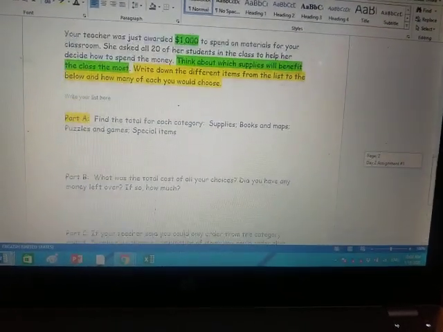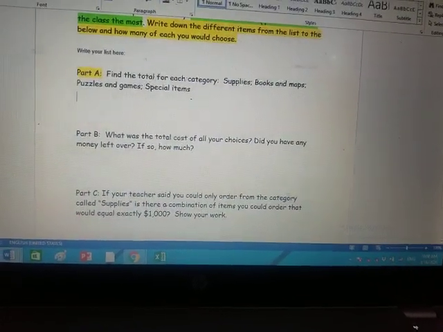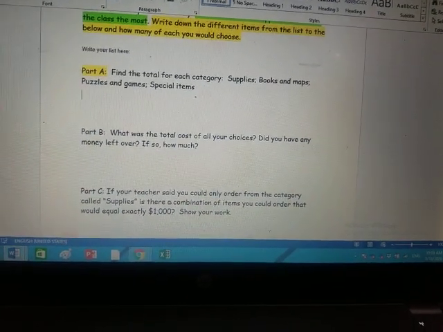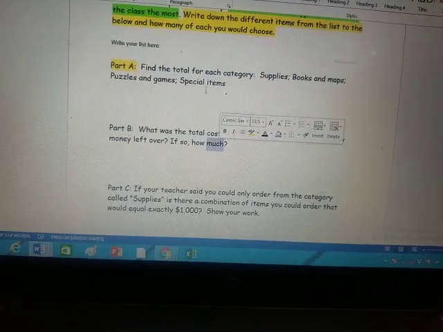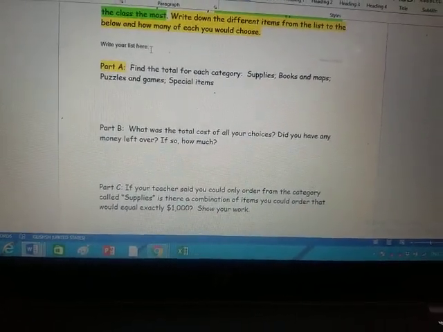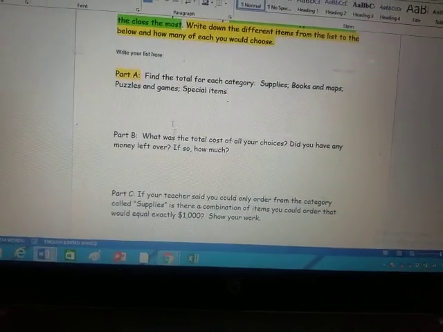Part B. What was the total cost of your choices? Did you have any money left over? If so, part B, right over here, refers to this question up here. You know how you made a list of what you think I would need in my classroom? Well, what is the total for your list that you made for me?